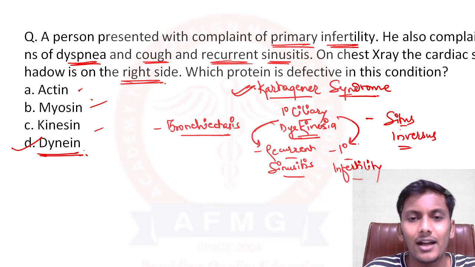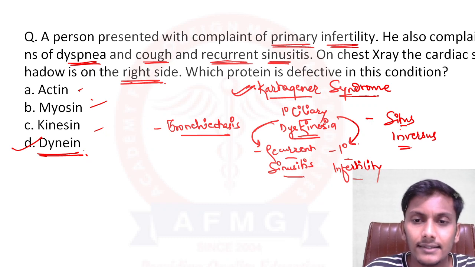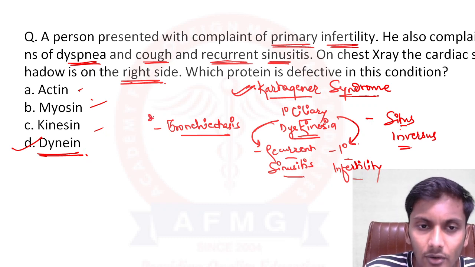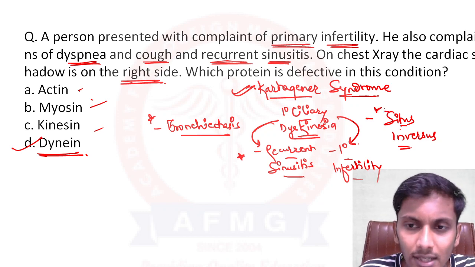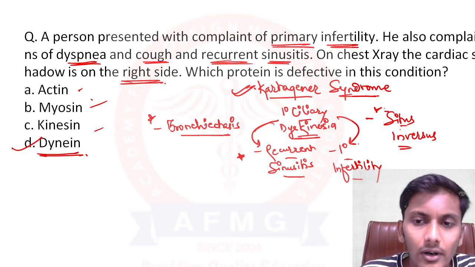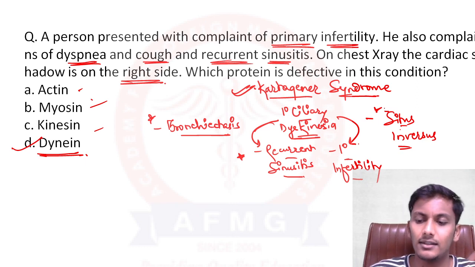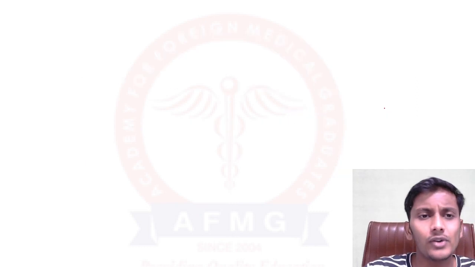Remember the triad: bronchiectasis, recurrent sinusitis and situs inversus. This is the most characteristic triad. What are the features of the triad? It is bronchiectasis, recurrent sinusitis and situs inversus. Also, along with that, we can see primary infertility in some cases. Let's move on to our next question, guys.